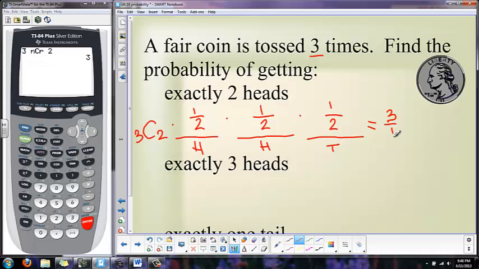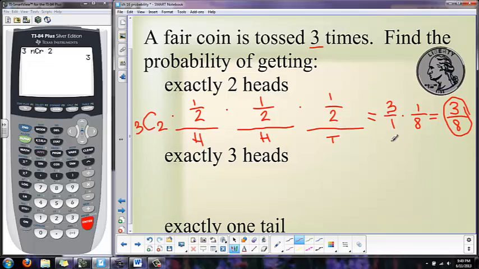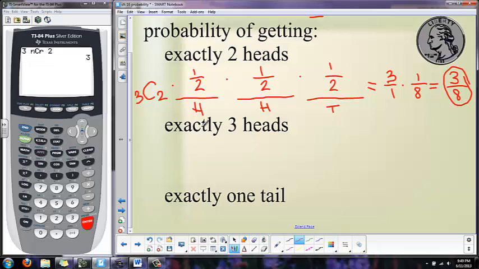So 3 over 1 times, and then I can multiply across the numerators, that's still a 1, and then across the denominator, 2 times 2 is 4, times another 2 is 8. So the probability, if I tossed a coin 3 times, the probability that I get exactly 2 heads is 3 out of 8, 3/8. And typically what we're going to do is leave it as a fraction unless they ask otherwise, okay? Now we're going to figure out the probability of getting exactly 3 heads.